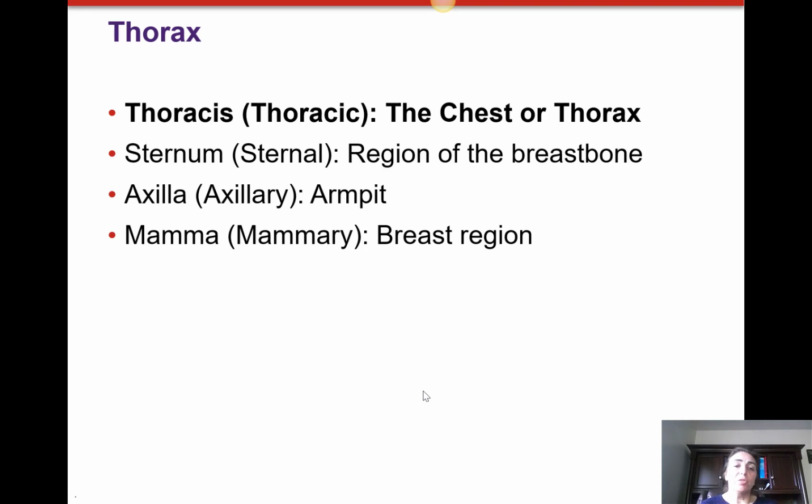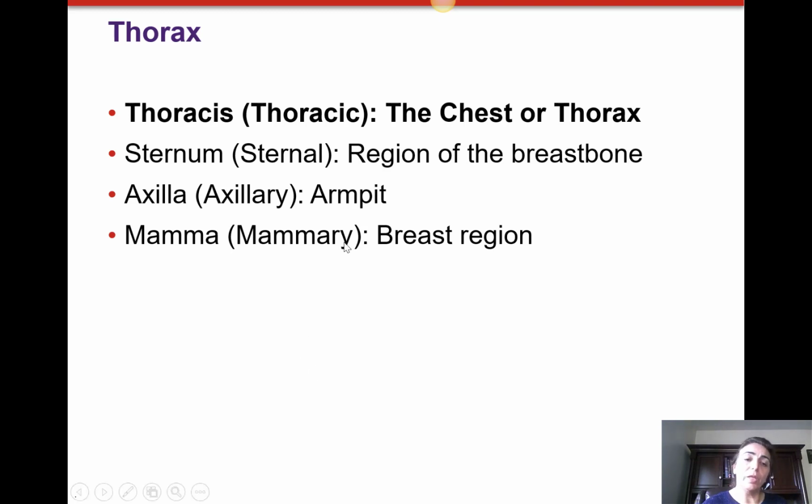So going over these three regions: thoracic area, abdominal area, and pelvic area. The name for the thorax is thoracis. The adjective for that is thoracic, the chest or thorax. We have a bone in the middle here that we call the sternum. Later when you go to see all the bones, you will learn about that more, but just know the region that we call the breastbone. The anatomical term for that is sternum, and sternal is the adjective for that.